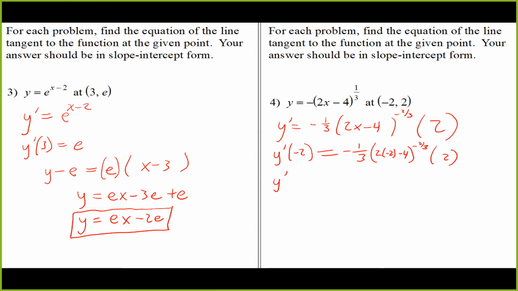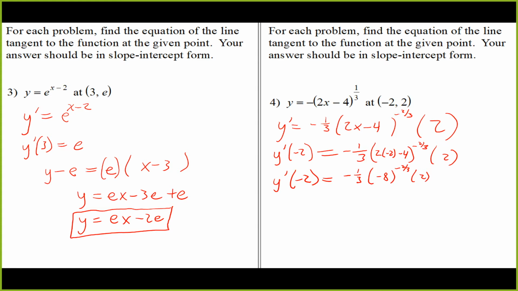First one. So we need to sort out was 2 times -2 minus 4. Okay, what is that? Everything inside that parenthesis? -8. Okay, so now I've got -1/3 times -8 to the -2/3 power so far, right? Times 2. Yeah.